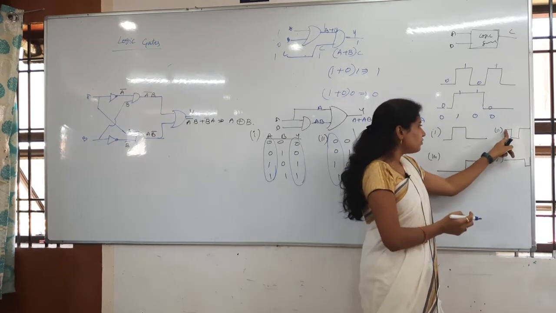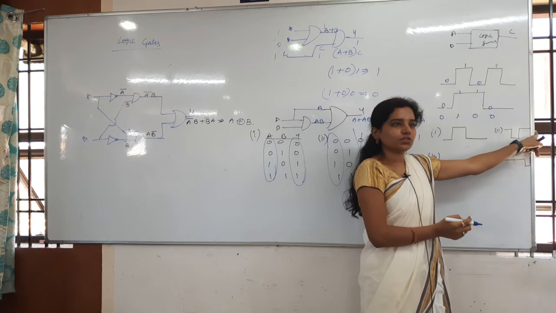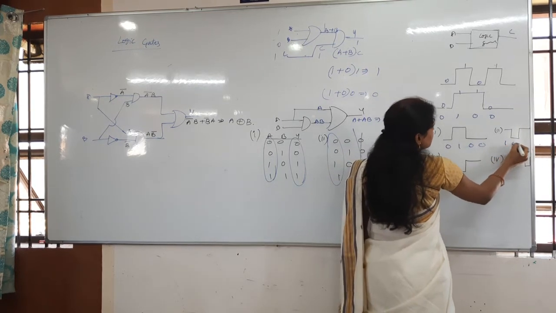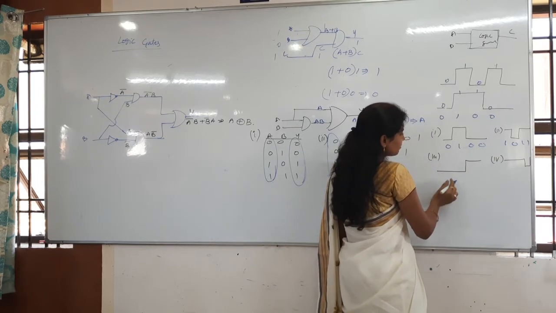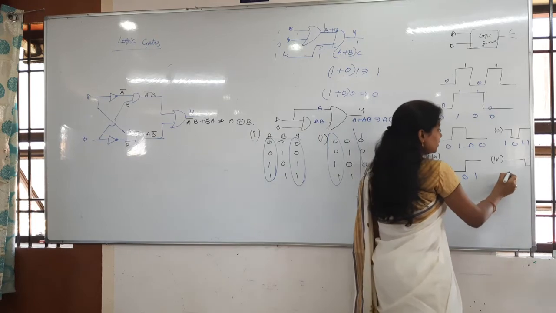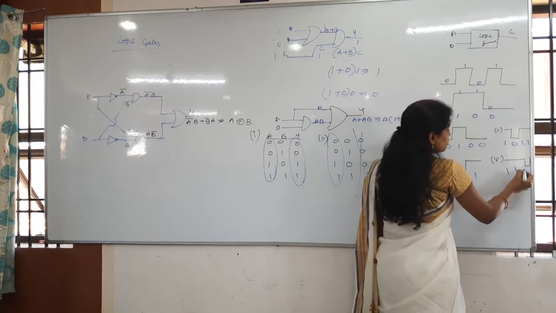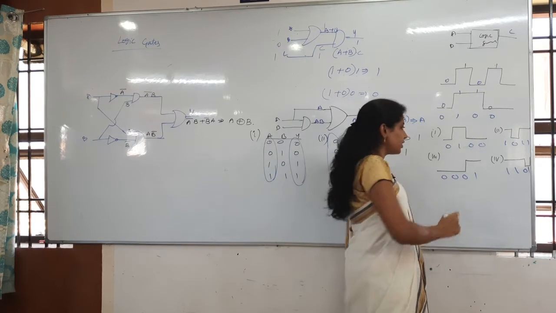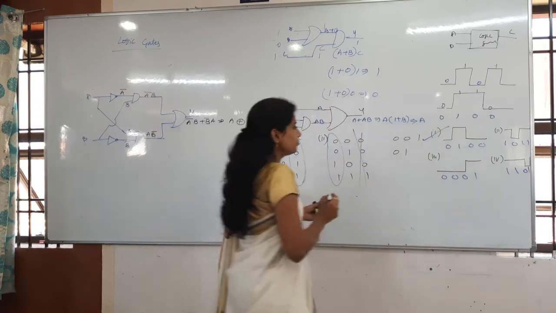If you take this one 1 0 1 1, that's wrong. Then this is 0 1 0 0, this is 1 0 1 1, this one is how much, tell me? 0 0 0 1. This one is 1 1 0 1, last one is 1 1 0 1. So which is the correct answer here? First option is the correct one.